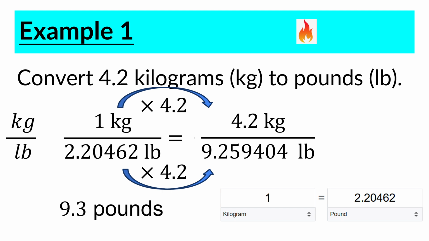What I want you to do is make sure that you also get the calculation of 9.259404 pounds. So do that on your calculator, press pause in the meantime, and then come on back.